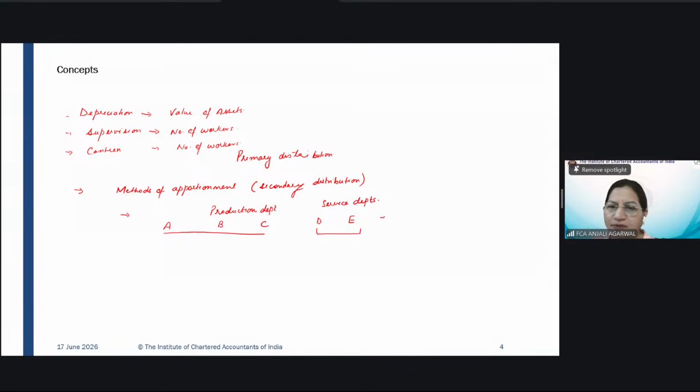For example, the service department could be the human resource department. What will it do? It will recruit and select the workers for all the other departments. What could be another service department? It could be the maintenance department. What will the maintenance department do? It does not produce anything. It will repair the machines which have broken down in the production departments.